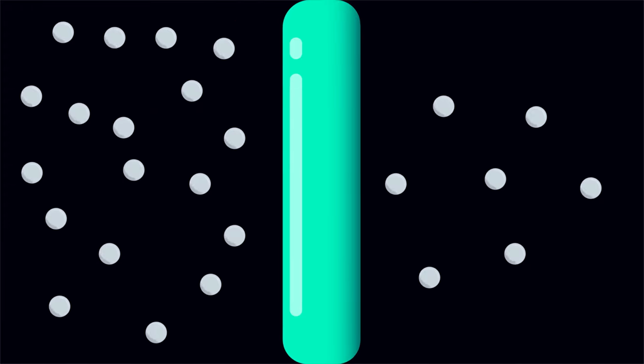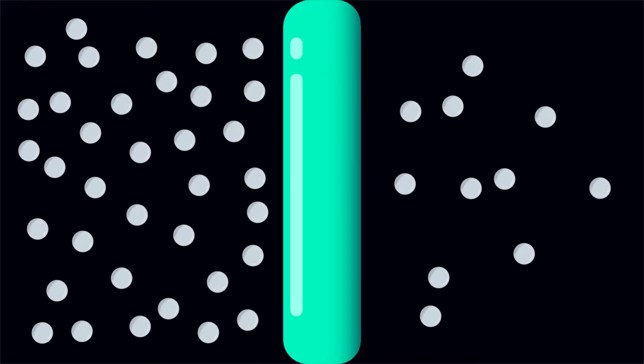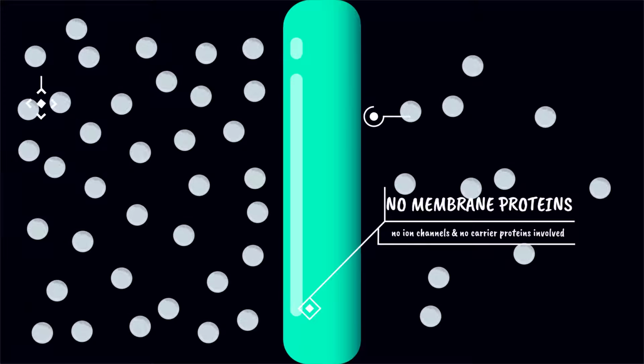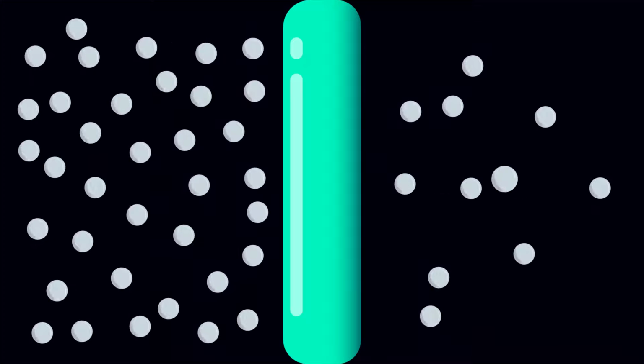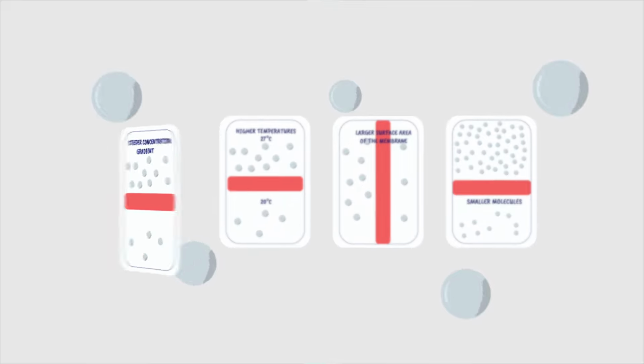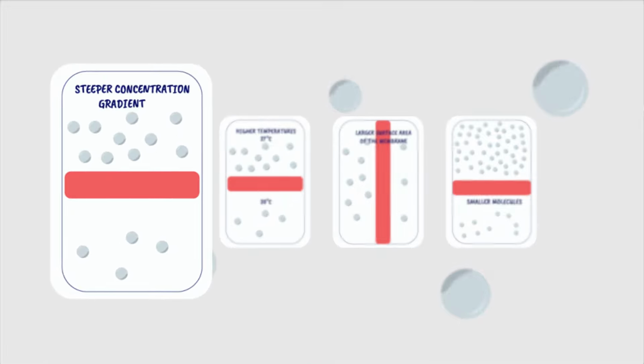Here, tiny, non-polar molecules like oxygen and carbon dioxide slip straight through the membrane. There are no proteins or channels involved, just movement driven by the gradient. The rate of diffusion is influenced by several important factors. A steeper concentration gradient leads to quicker diffusion.